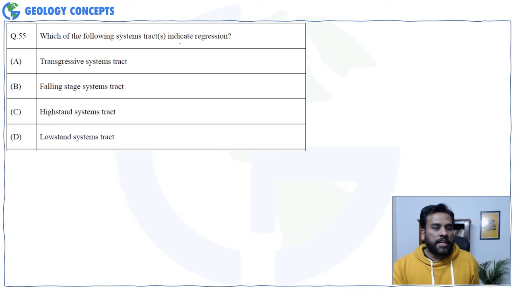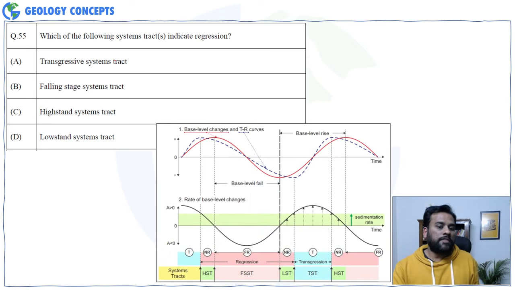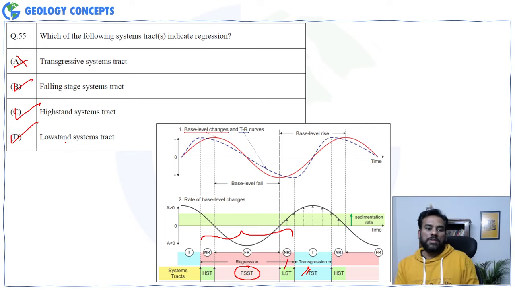Which of the following system tracts indicate regression? If you remember this graph, you can directly see this whole region is regression. Transgressive system tract will give you transgression, so this is not the correct option. Falling stage system tract is regression. B is correct. HST, highstand system tract, is also regression, so this is also correct. Lowstand system tract is also regression. So B, C, D will be the correct options. Falling stage, highstand and lowstand system tracts will be regression.